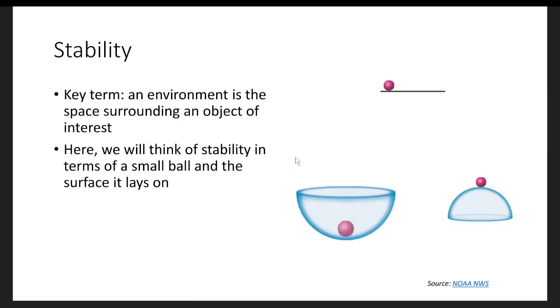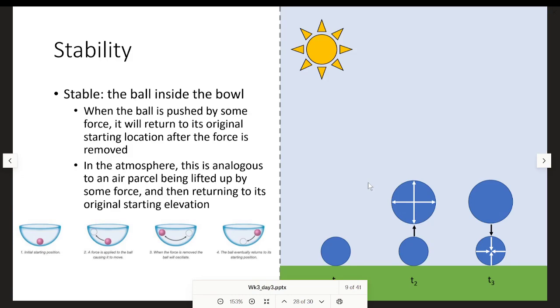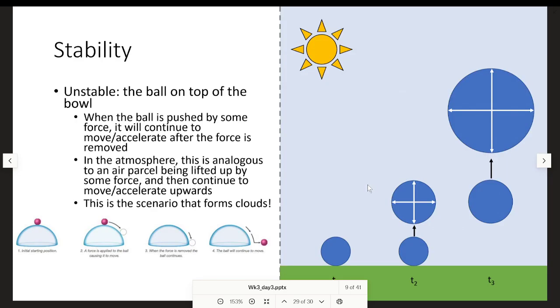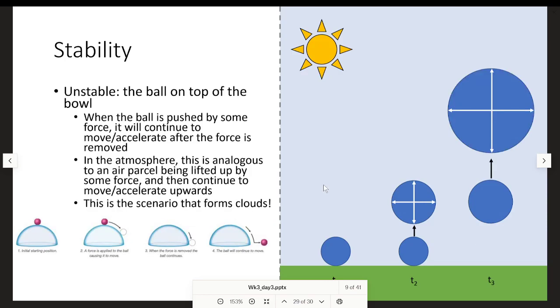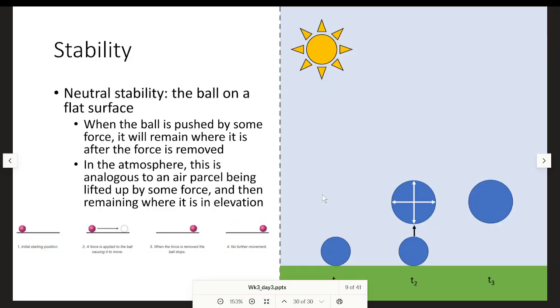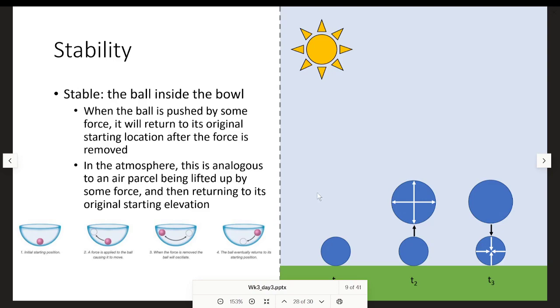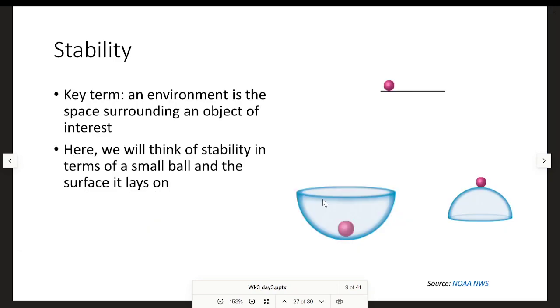So, stability. A key term: an environment is the space surrounding the object of interest. I don't know what all this ball stuff is, and I would rather not even talk about this. Don't worry, this is not on your exam, but I'm just going to explain stability in a way that makes sense, and if you still want to fill out these... Okay, maybe I will talk about it. Let's just look at it.